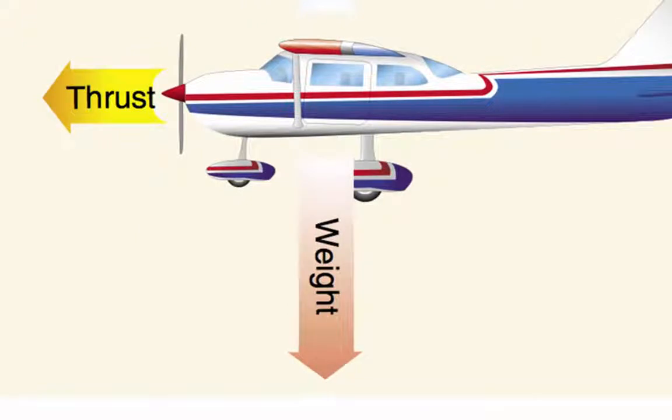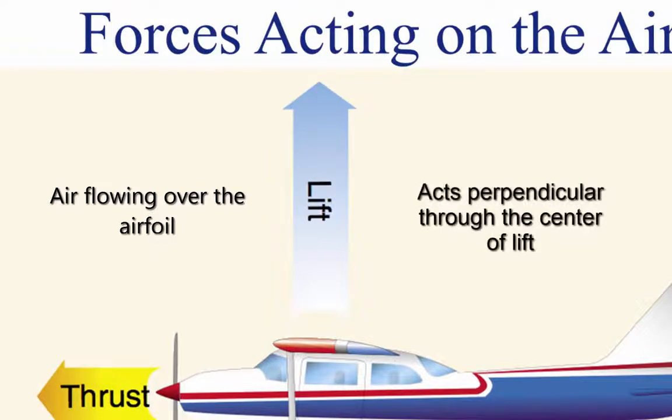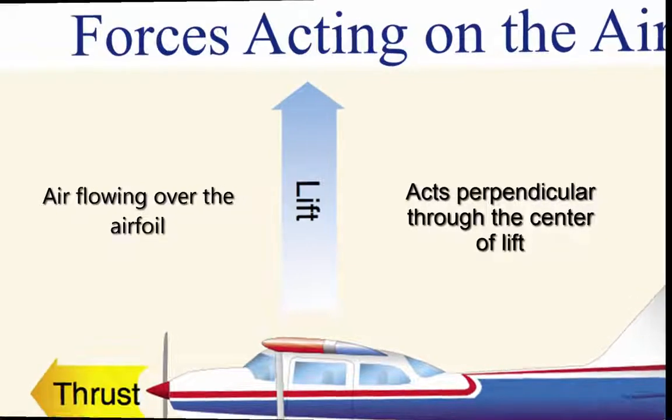Weight is the combined load of the aircraft itself, the crew, the fuel, and the cargo or baggage. Weight pulls the aircraft downward because of the force of gravity and is opposed by lift. Lift opposes the downward force of weight. Lift is produced by air flowing over the airfoil and acts perpendicular to the flight path through the center of lift.